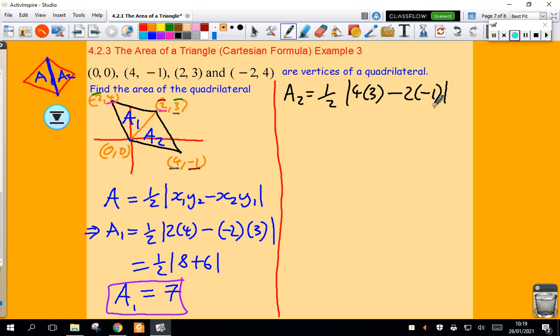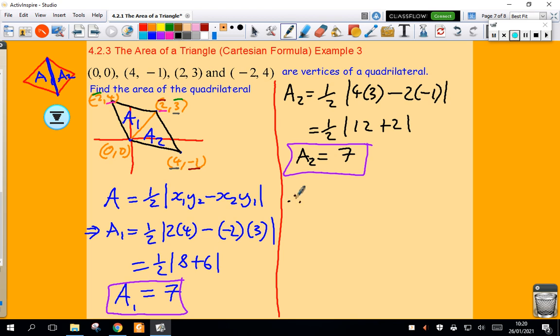Again, you could plug that straight into your calculator, including the absolute value brackets. I'll work it by hand. 4 3s are 12. -2 times -1, well, that's +2. So again, I'm getting half of 14, which is 7. And again, units squared. That's my second area. So I have my two triangles. The area of triangle 1 is 7, area of triangle 2 is also 7. So they have the same area.